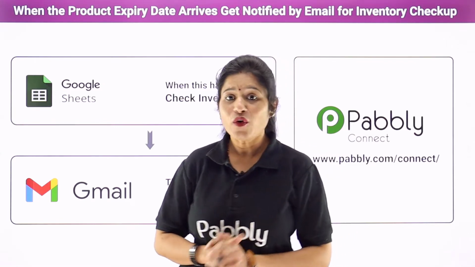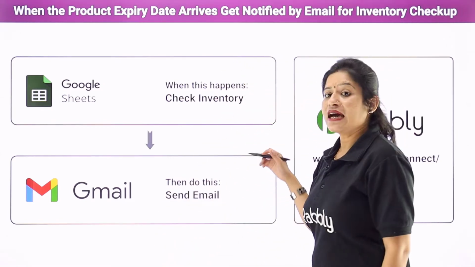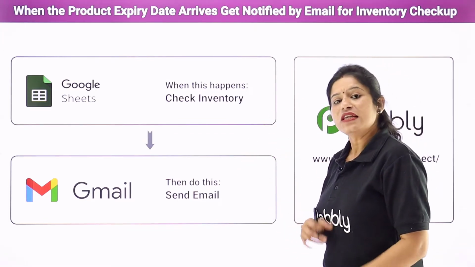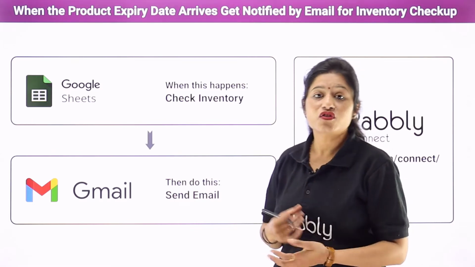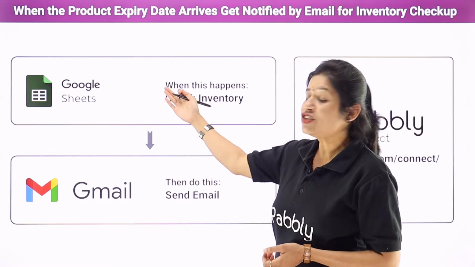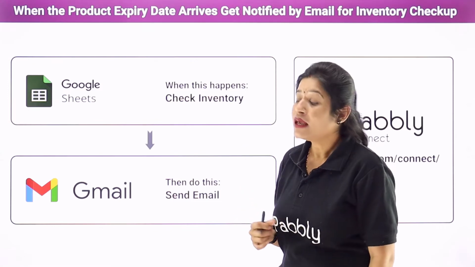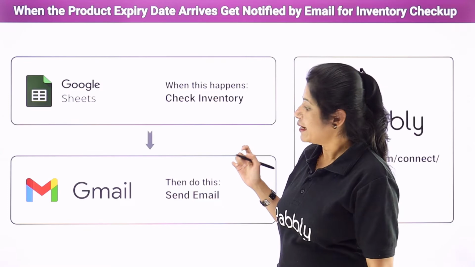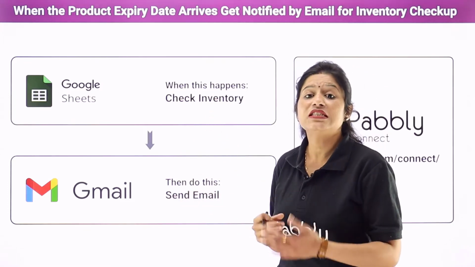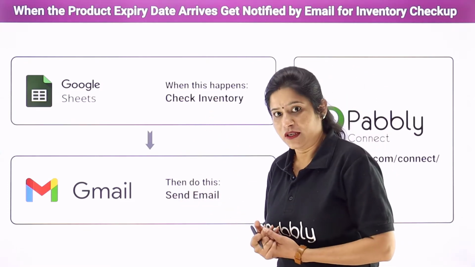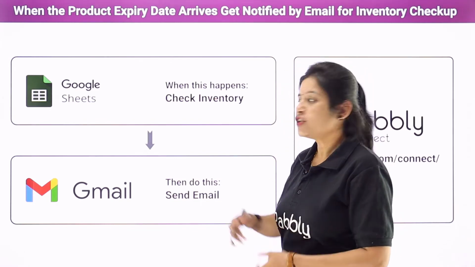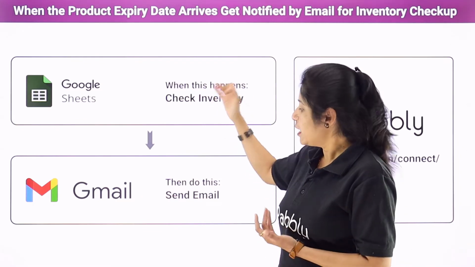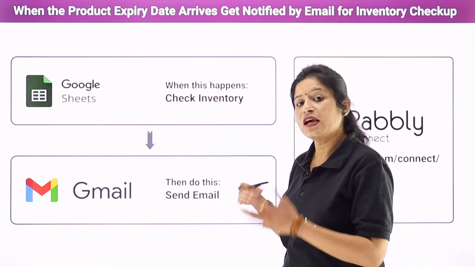So in this video we are going to learn when the product expiry date arrives, how we can get notified by email for the inventory checkup. So let's take an example that you are a grocery store owner and you are using Google Sheets for your inventory or your stock. Now you want that whenever any of the particular product get expired, automatically a mail should be sent to your specific team member for checking up the inventory. For that we need to create a connection between Google Sheets and Gmail so that whenever the product is expired, automatically a mail is sent to your specific team member for checking up the inventory.